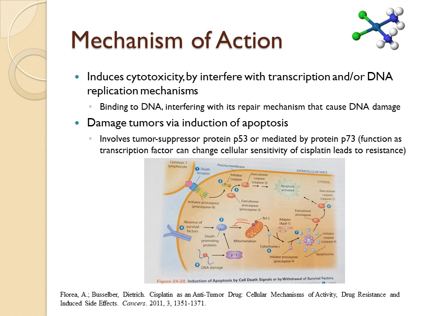Here are some mechanisms of action of cisplatin, which induces cytotoxicity by interfering with transcription and/or DNA replication mechanisms, depending on the cell type and concentration. It has the ability to cross-link with the purine bases on the DNA.